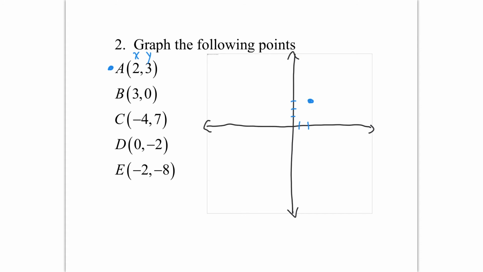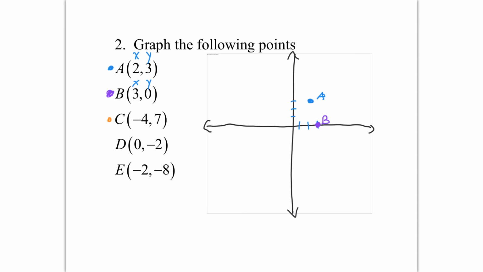Now, purple is going to be B. Well, actually, let me just label the point A here. B is 3, 0. Now, X is the first number, 3, and Y is the second number. So from the origin, I'm going to go 1, 2, 3. So I'm right here, but the Y is 0, which means you don't go up or down. So my point is going to be right here. So that's point B.